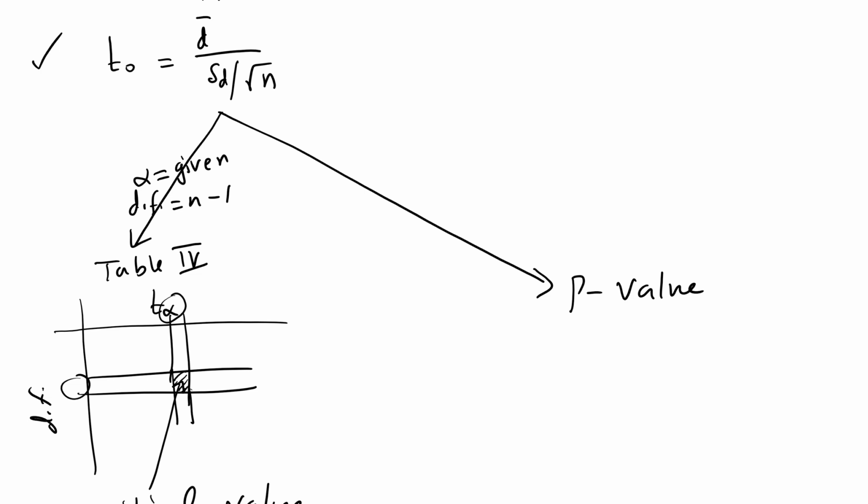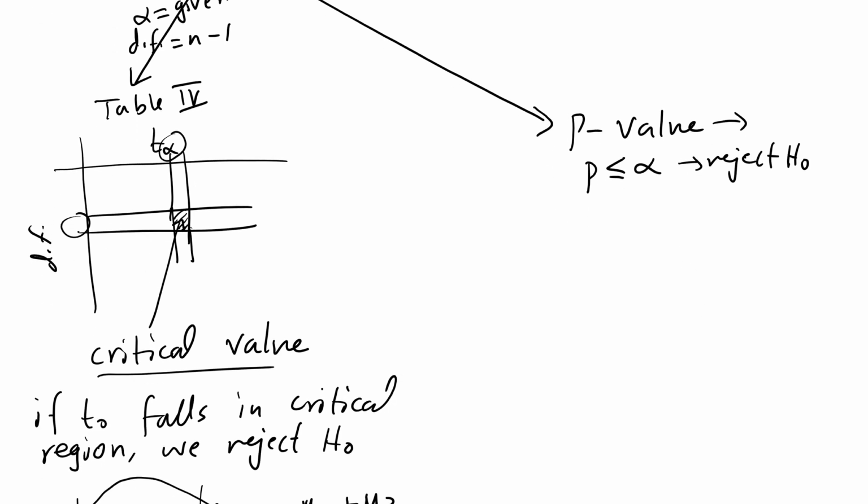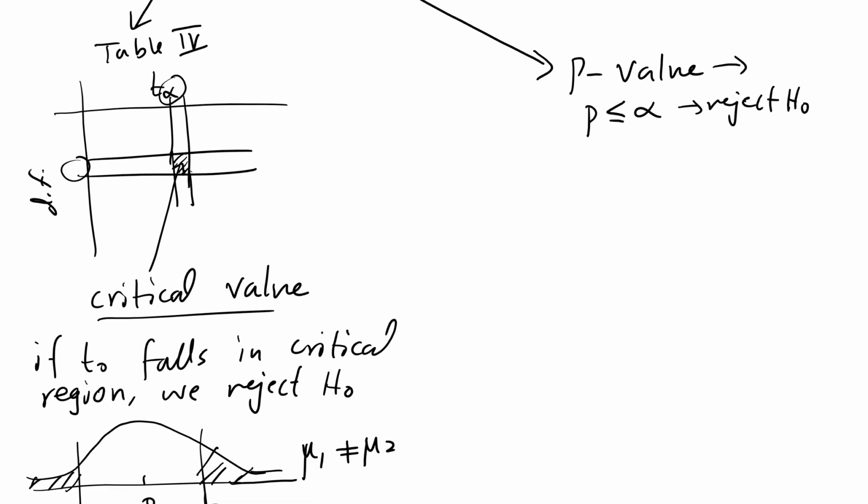The reason we find the p-value is that we compare it with alpha. If the p-value is less than alpha, then we reject the null hypothesis. Otherwise, we don't reject the null hypothesis. Now, how do you find the p-value? It can be tricky from table 4, especially for two-tailed tests.